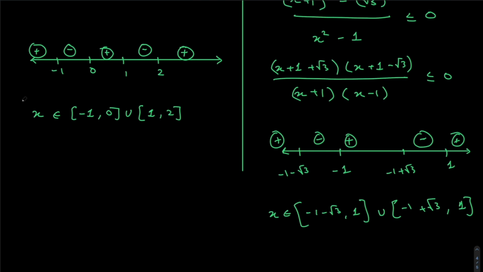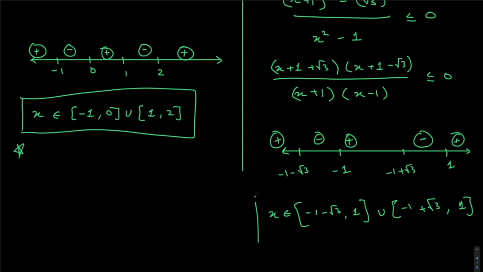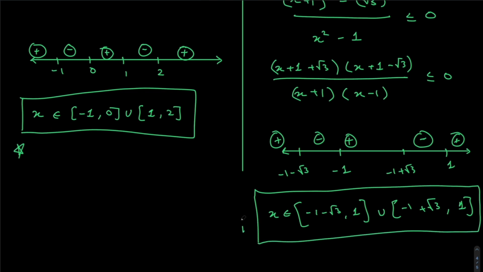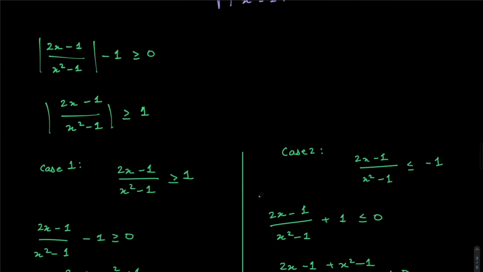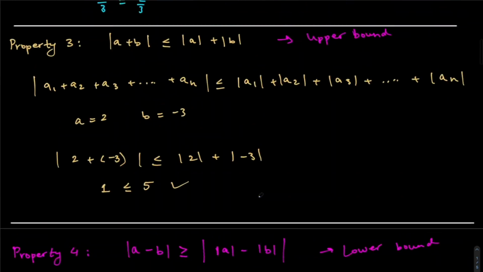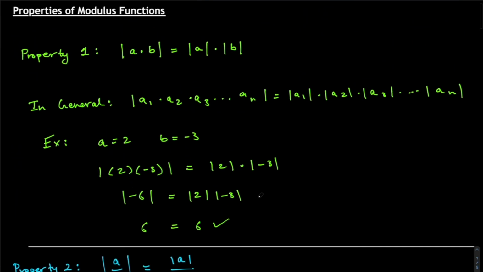So this is going to be one range of acceptable values of x, and this is going to be another range. So all of these values are acceptable, right? This works and this works. All right. So this was the final question. So we did 2 questions and loads of different properties in today's video lecture.